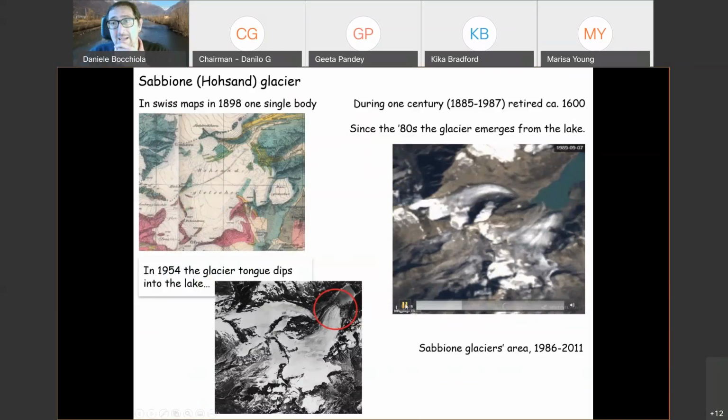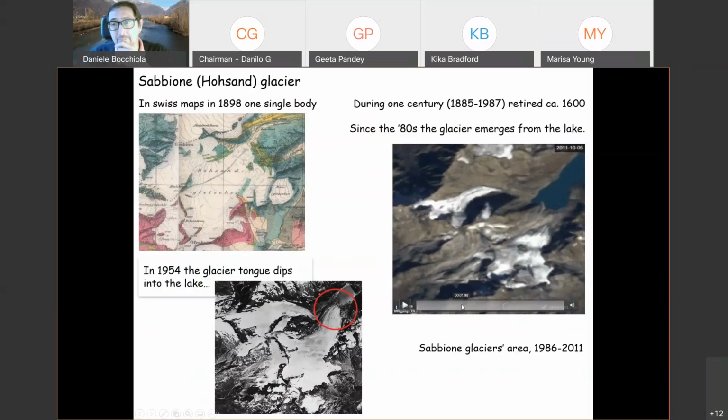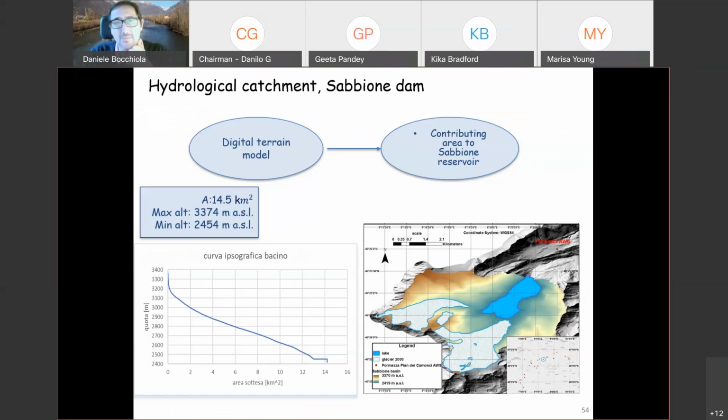Those are satellite maps. It's not a model. See, in 25 years or so, you've seen a large retirement, especially in this part, but even in the northern part of the glacier. In 1954, the glacier was dipping into the lake. As you can see now, it's largely retired. Well, the presence of the lake, in fact, might have accelerated the melting.